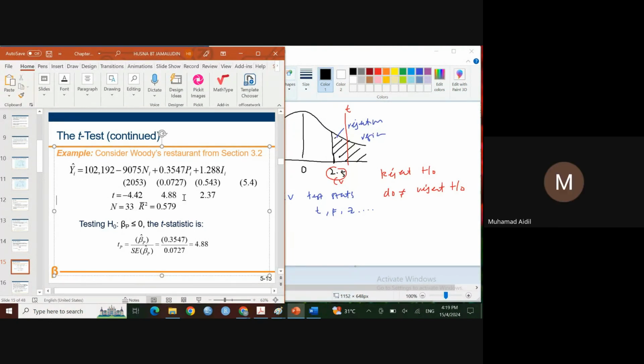Okay. Yes, clear, madam. So basically, if let's say I give you a question, I give you the estimated coefficient and the standard error, and I ask you to compute the test statistic, the T statistic, you should know how to find it. Or I give you the T statistic and the coefficient, and I ask you to compute the standard error. You should know how to compute it.